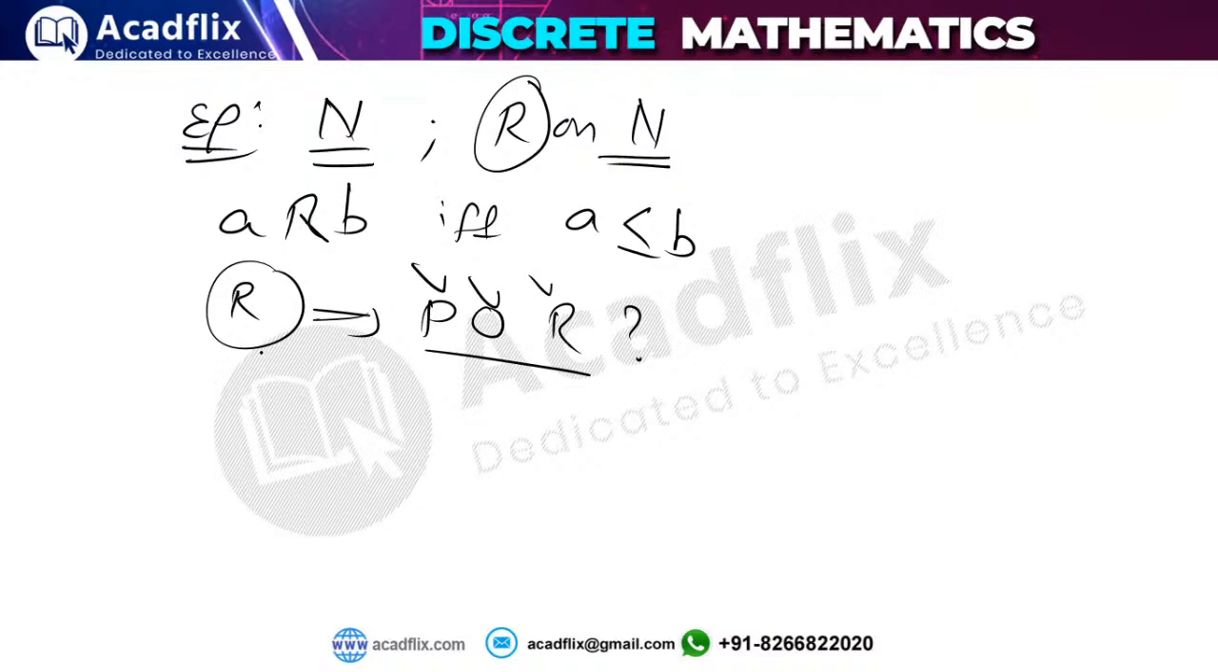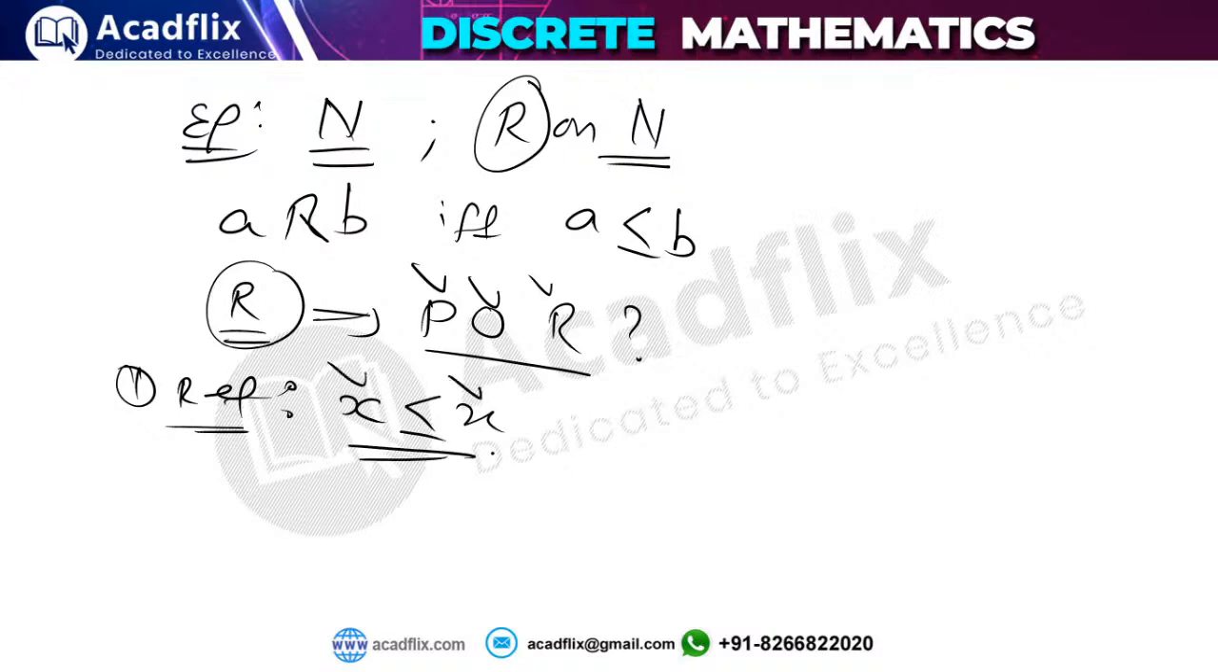Let's see. This relation is a partial order relation. Yes. Let's first check reflexive. Yes, it is reflexive. Why? Because every element x is less than or equal to x. For example, 3 is less than or equal to 3, and 4 is less than or equal to 4. So every element is less than or equal to itself, so this is reflexive.